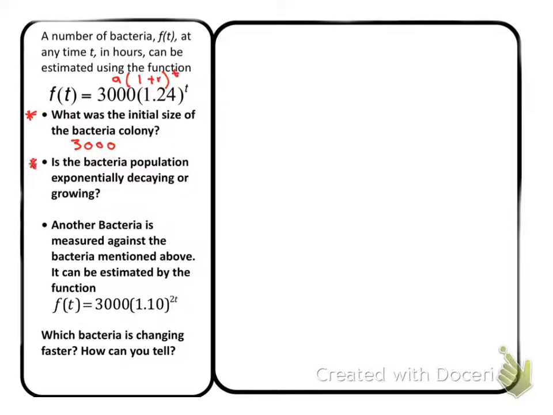Okay, now bullet 2. Is the bacteria population exponentially decaying or growing? Okay, remember to find whether it's decay or growth, we have to look at the rate. And the rate is right here within that parenthesis. So we take that 1.24, subtract the 1 away, that leaves us with the rate. So that's 0.24. So the rate is positive, so we know it's a growth, and it's a 24% growth. Okay, so we know that it's growing. And then 24%.